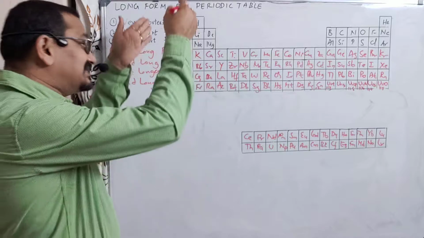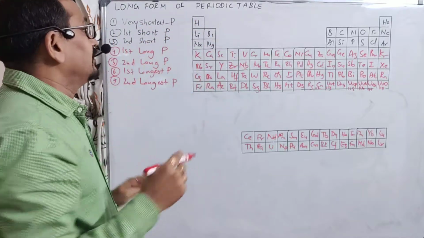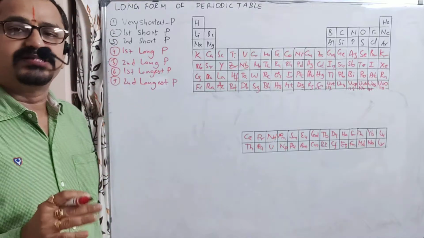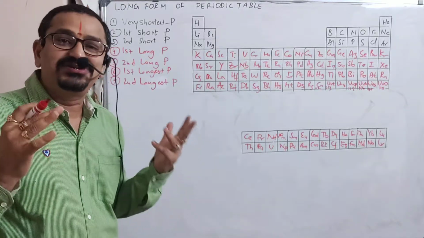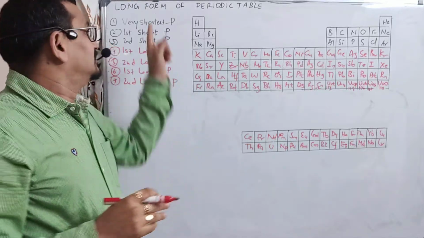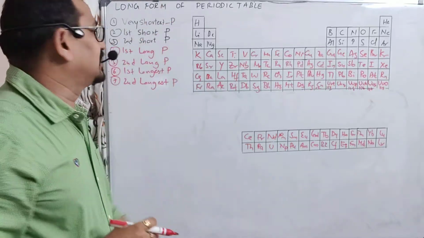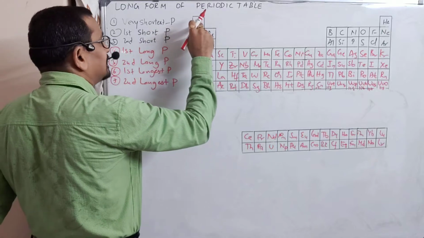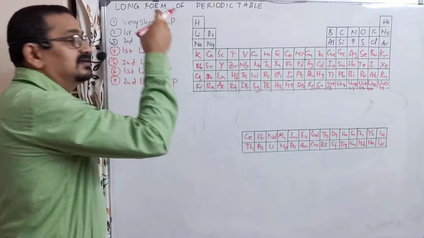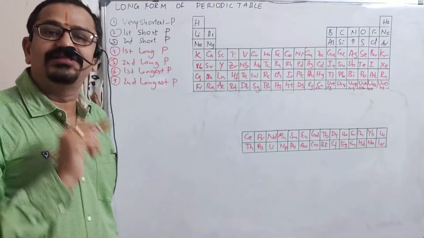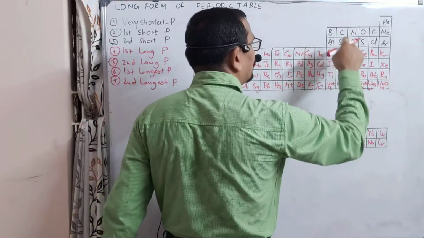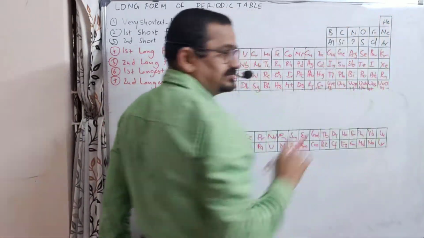Next is these group wise elements also. All elements of a given group possess similarity in their properties because of having the same number of outer electrons. They show similar chemical properties because of their same number of outer electrons. For example, if you consider hydrogen, lithium, sodium, potassium, rubidium, cesium and francium, all these elements have one electron in their outer shell. These have two electrons in their outer shell. 3, 4, 5, 6, 7, 8.